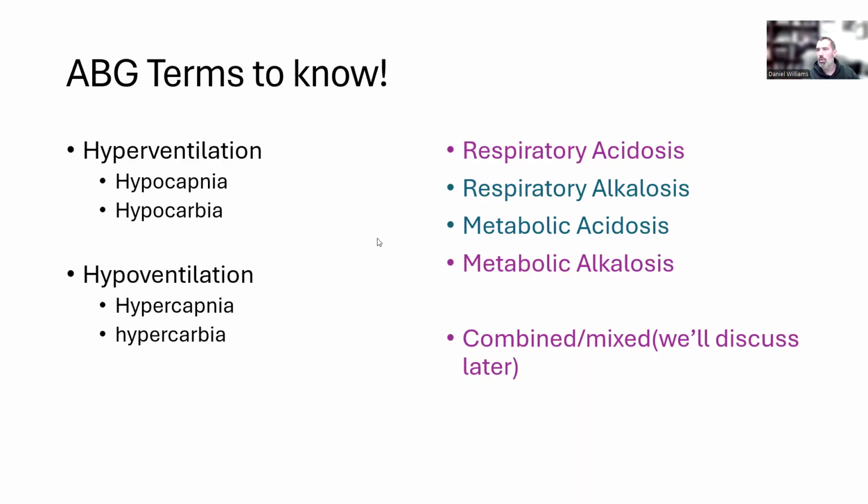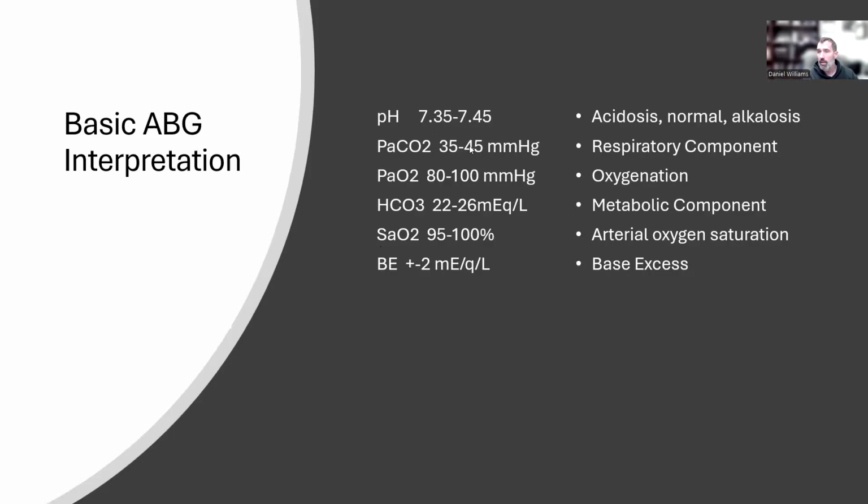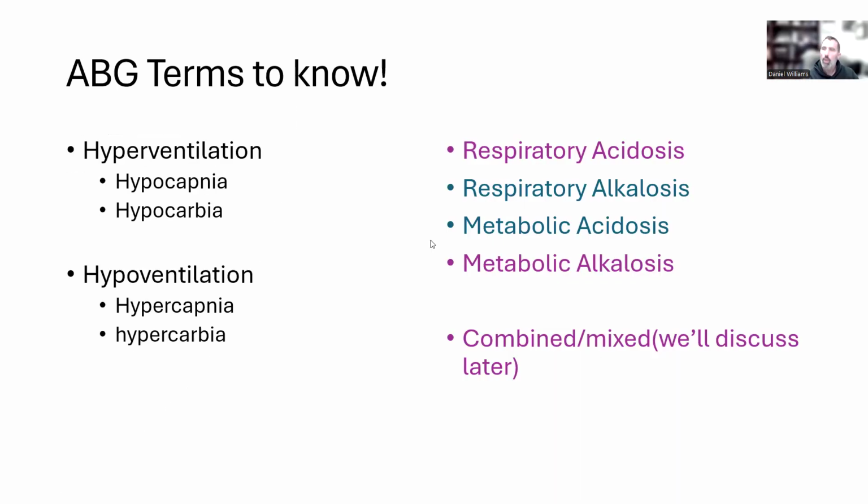So absolute terms that you've got to know, in addition to those normal values in the previous slide: we must know what hyperventilation is. We must know what hypoventilation is. We must understand that hyperventilation will result in a decrease in your PaCO2, that's your partial pressure of carbon dioxide. So hyperventilation results in hypocapnia or hypocarbia. Those two terms are medical terms that describe that you have a PaCO2 that has been lessened. So you have a lower PaCO2.